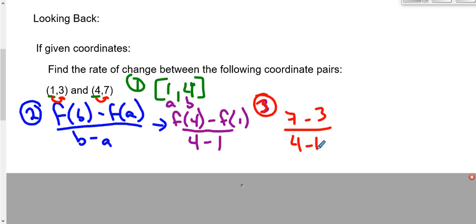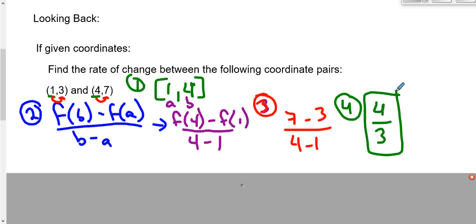Now in my very last step, all I have to do is simplify this equation. So this is going to be step 4. We will simplify. So 7 minus 3 is just 4. And on the bottom, 4 minus 1 is 3. And my answer is a fraction. And that's actually fine here because rate of change means the same thing as slope. And we know how useful fractions are when we're using slopes in mathematics. So if we're trying to use a slope to graph something, having a fraction as a slope is really, really helpful.